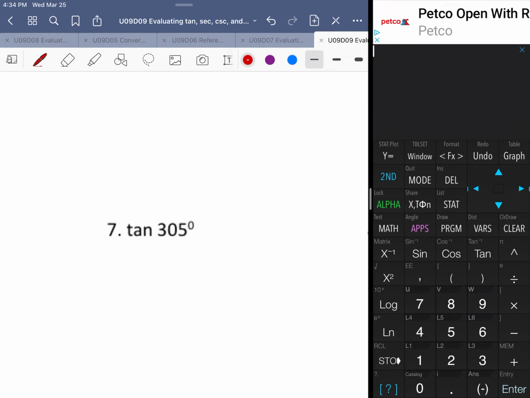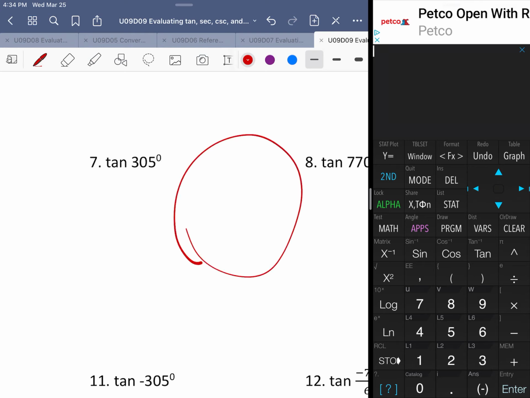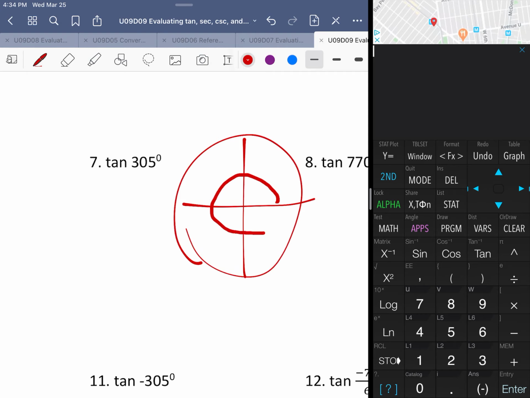I'm just going to pick two, so I'm going to pick tangent of 305. It's between 0 and 360, so we don't need to find a coterminal angle. We do need to know what quadrant that's in. 305 degrees should go past 270, so if we were to rotate around, this would be 90, 180, 270, so it's somewhere over here. So this is our angle.